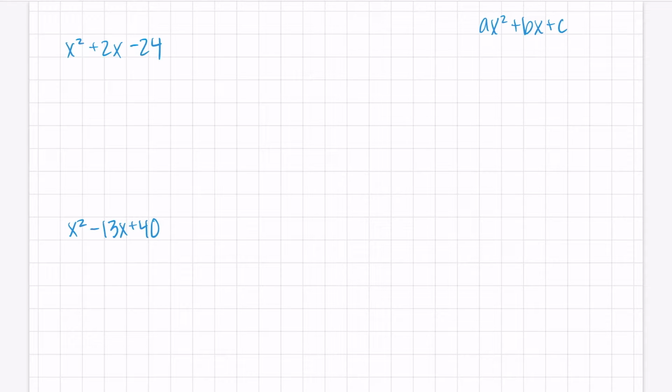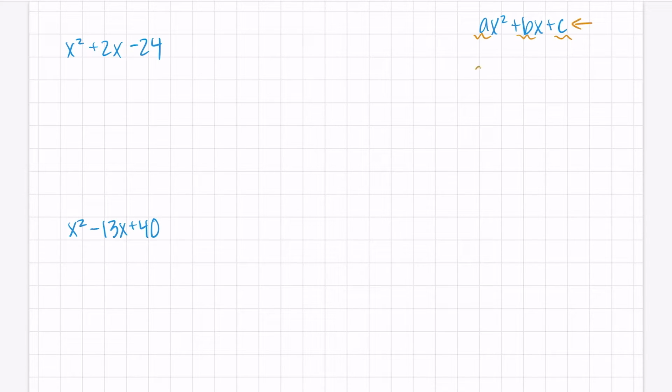Let's talk about the fastest way to factor quadratic trinomials. We're going to be referring to this standard form over here on the right. In the standard form, a, b, and c are all numbers. A is the coefficient of x squared, b is the coefficient of x, and c is a constant. We're going to be talking about two procedures.